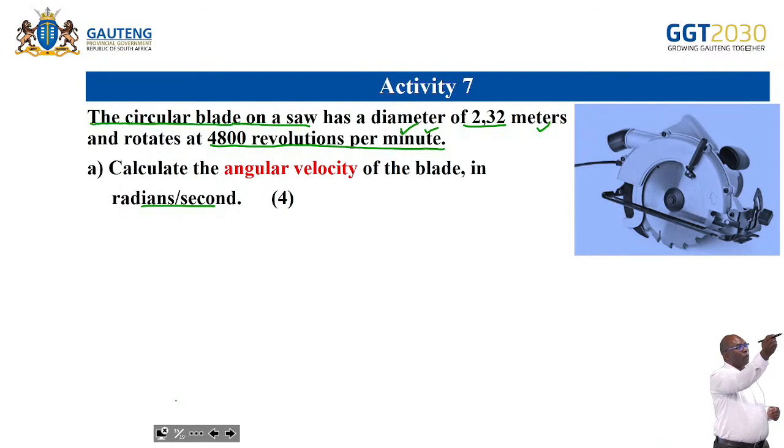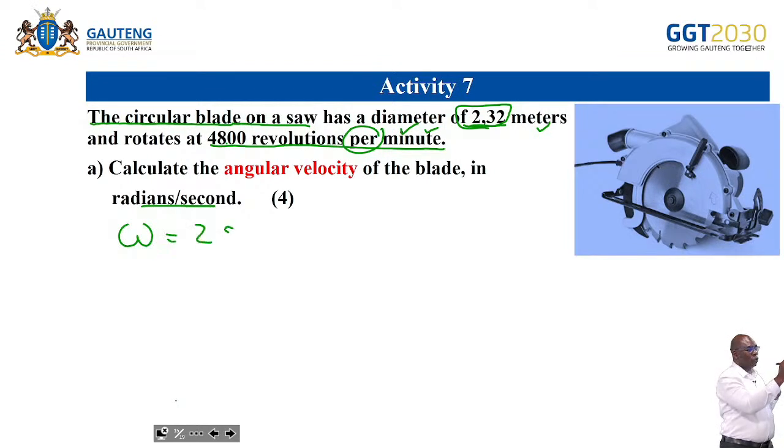Okay, now activity 7 says, hope we have done that. We have a diameter given as 2.32 meters and rotating at 4,800. Remember we said per minute. That is why we must divide. So we're going to say our angular velocity is 2 pi multiplied by n.